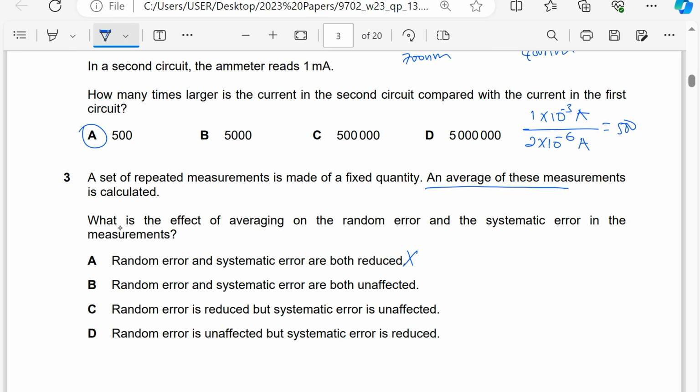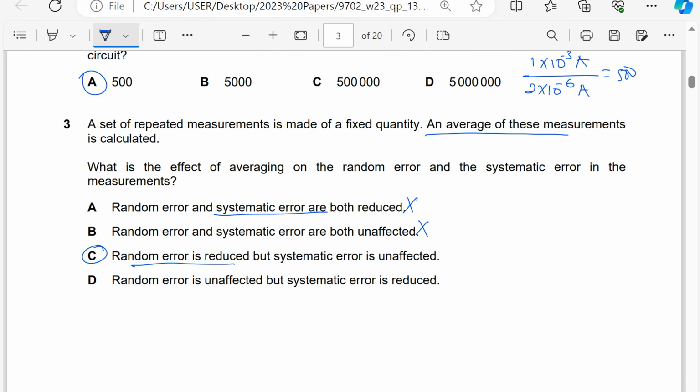Random error and systematic error are both reduced? Remember, that is not true. Systematic errors are not. Random error and systematic error are both unaffected? Random error is reduced, which is very true, but the systematic error is unaffected, so the answer is C. Taking an average reduces a random error. If you want to reduce a systematic error, you must first of all identify the systematic error by checking the zero error before using the instrument. So we cannot reduce the zero error by just taking an average.